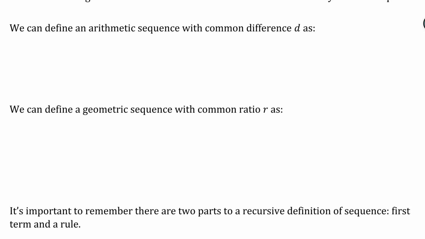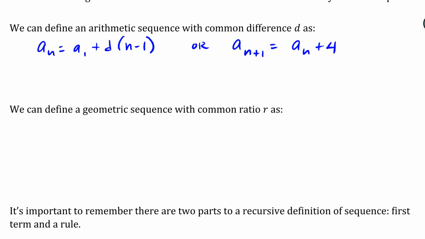The next question asks that we define an arithmetic sequence with a common difference d. So I can now say any arithmetic sequence is going to be a sub n is equal to a sub 1 plus d times n minus 1. Or we can also show this recursively. So I can say any term is equal to the previous term plus the common difference.